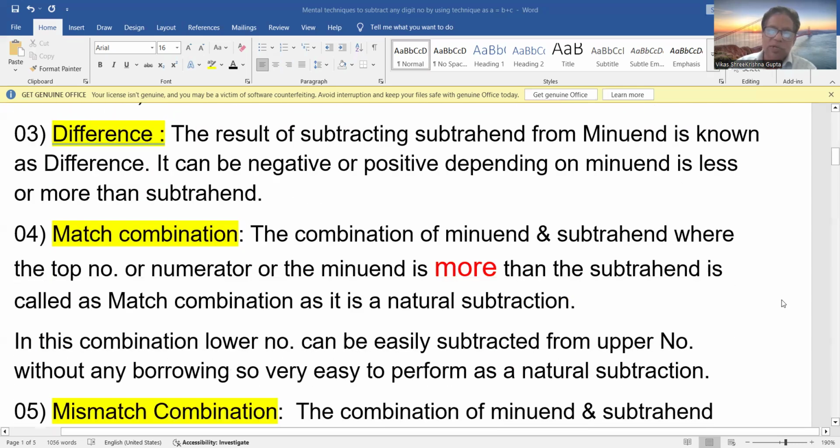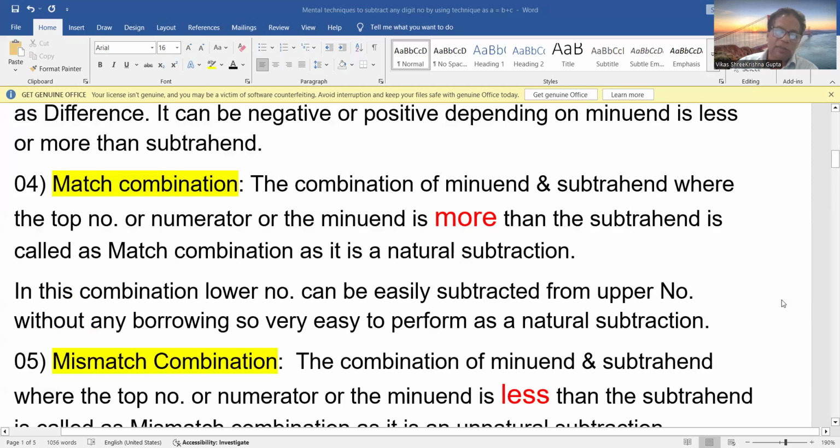Then what is a match combination? Now this is a very important thing. What is a match combination and what is a mismatch combination? The combination of minuend and subtrahend, the upper number and the lower number, where the upper number, the minuend, is more than the subtrahend, is known as the match combination or natural combination.